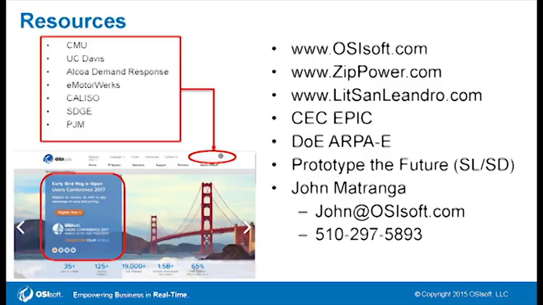These are some search terms. CEC, EPIC, DOE, RPE, those are grants that we've been pretty prolific in. Prototyping the Future is a conference that generated that Zip Power company as an example.